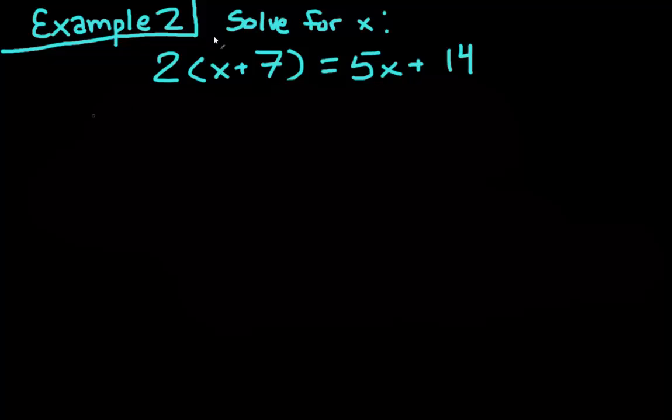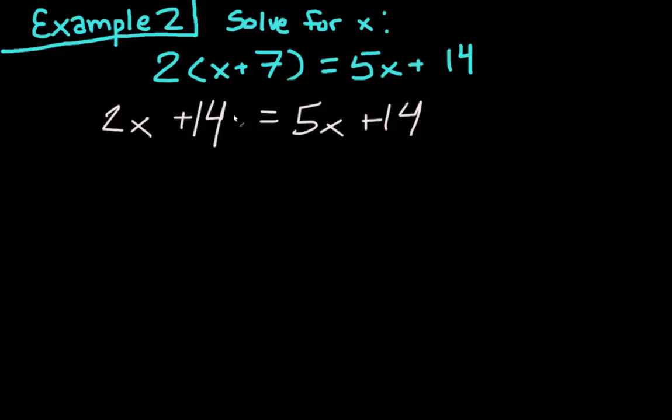Alright, so this one's pretty similar, just a little bit more complex. What I see are these parentheses, so I immediately know that what I'm going to want to do is distribute this 2. So, 2 times x is 2x, and 2 times 7 is 14. Okay, and we're left with 5x plus 14 over here.